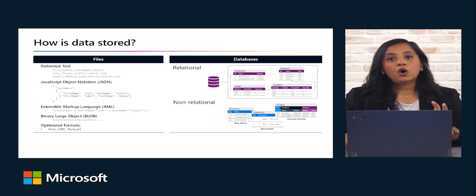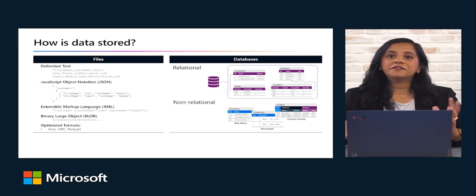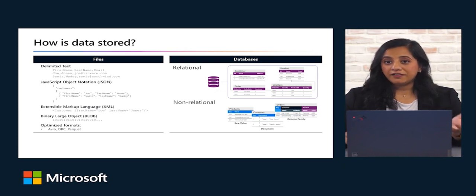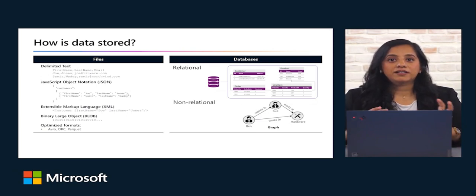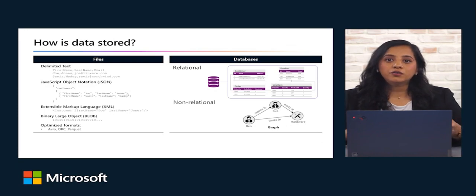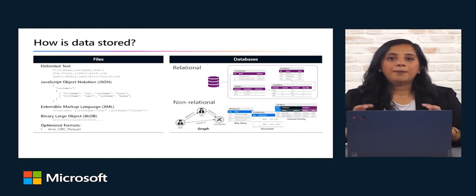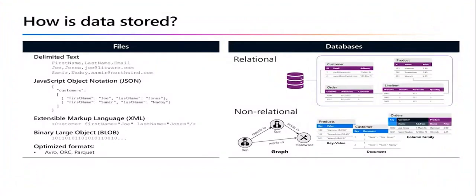Then you have the column family databases, where the tabular data has rows and columns, but you can divide them into columns and families. Like you can divide this customer as one family and product as another, and they're logically related using the keys. Then you have graph databases, where your entities as nodes are interlinked. Ben works in the hardware and reports to Sue. So these are some of the basics about relational and non-relational databases.